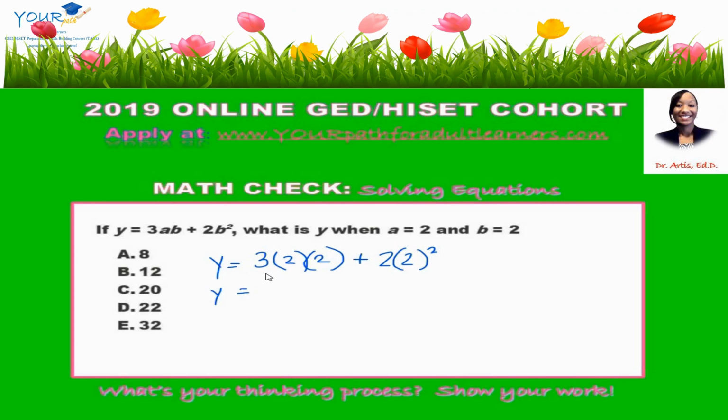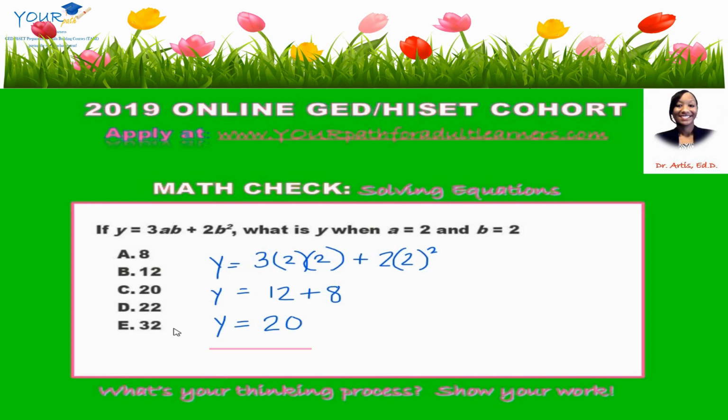We know that 3 times 2 will give us 6, times 2 will give us 12, plus 2 times 2 is 4, but we need to square this 2 here, which then will give us 2 times 2 is 4. So now 2 times 4 will give us 8. And then when we add the 2, we get the value of 20. So we know that y equals 20 in this case.